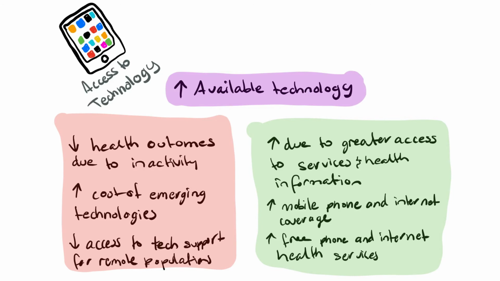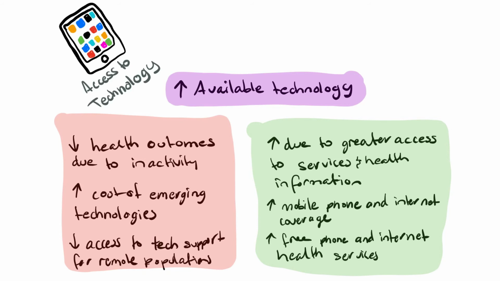There's also an increased cost of emerging technologies. So if you think about the concept of every time a new iPhone comes out, they seem to get more and more expensive. And so if you think about populations living in rural and remote areas who are also fitting in that category of a low socioeconomic status, they can't necessarily afford the new and emerging technologies, and therefore are using older technologies, which in some cases may not be sufficient for what they need.